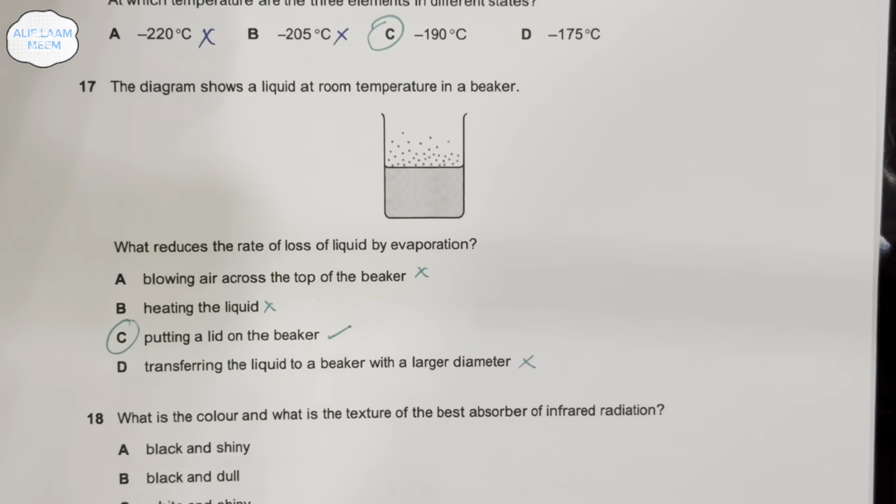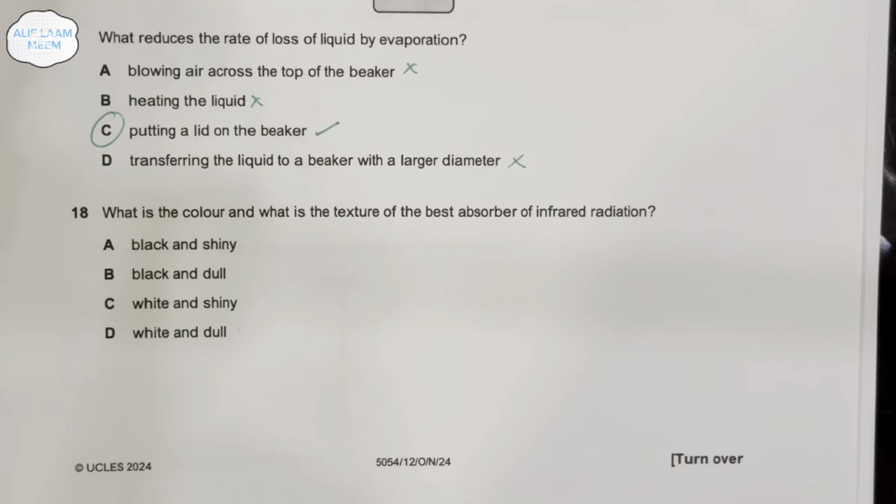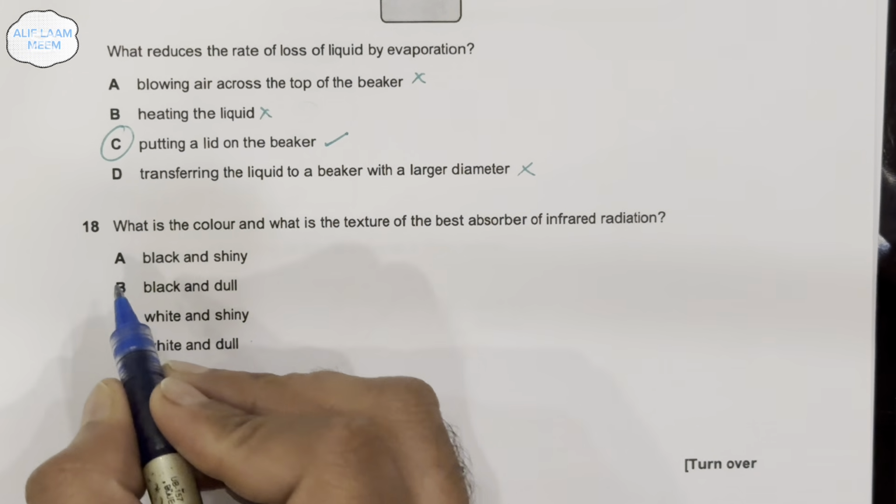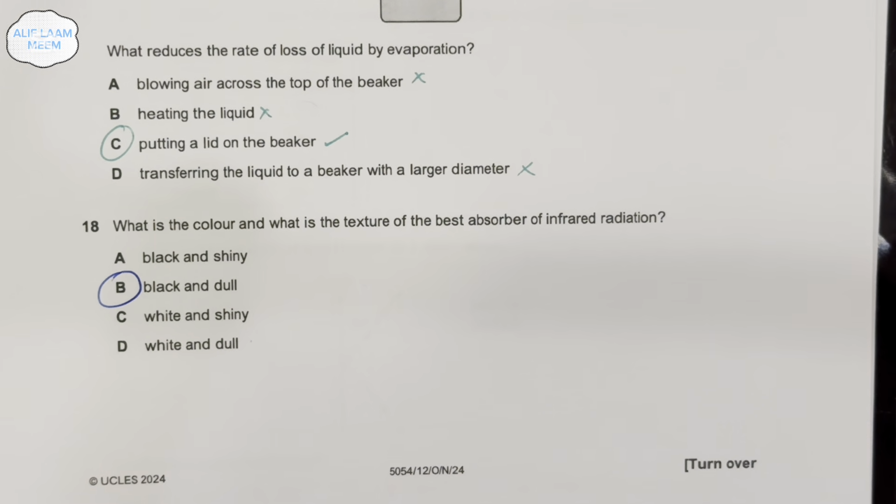Moving to question number 18, what is the color and what is the texture of the best absorber of infrared radiation? It is black and dull, so option number B is the correct choice over here.